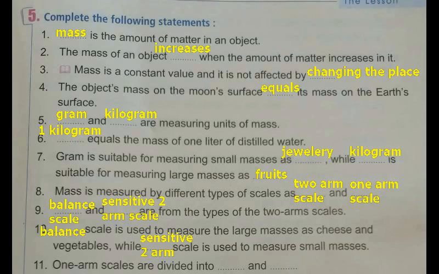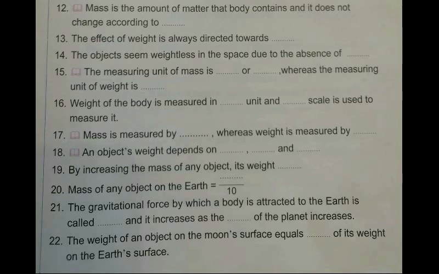1 arm scales are divided into two types: digital scale and 1 arm scale with a pointer, which is the single-pan scale that has a pointer. Mass is the amount of matter that a body contains and it doesn't change according to the place. The effect of weight is always directed towards the center of the earth.